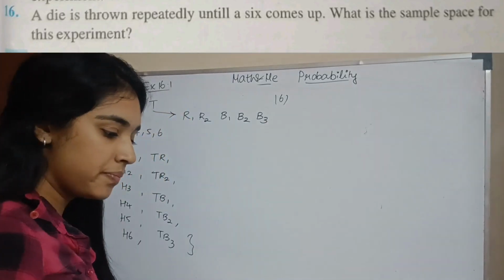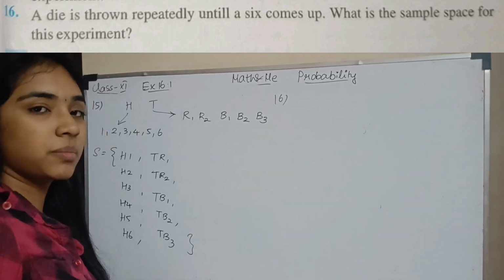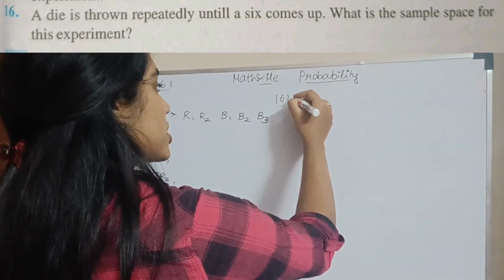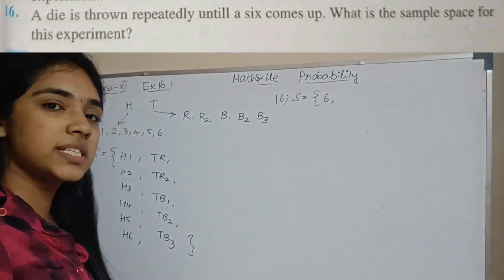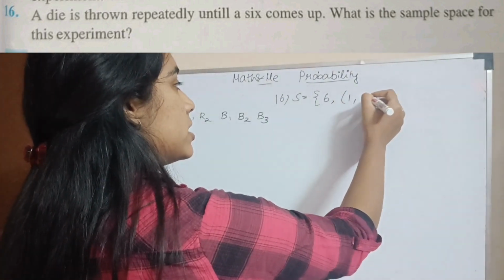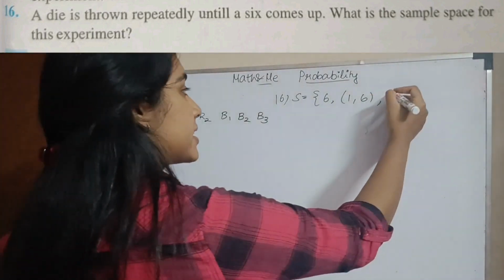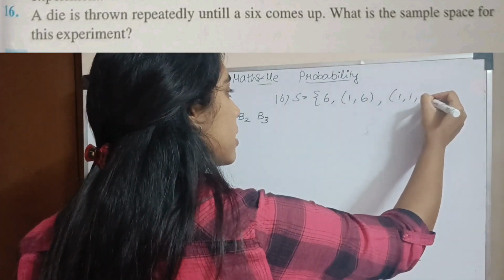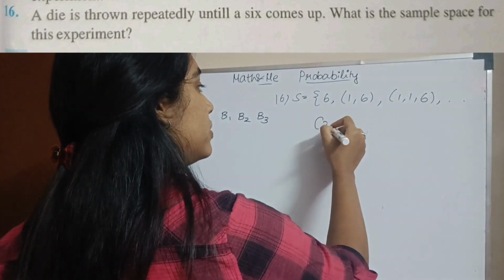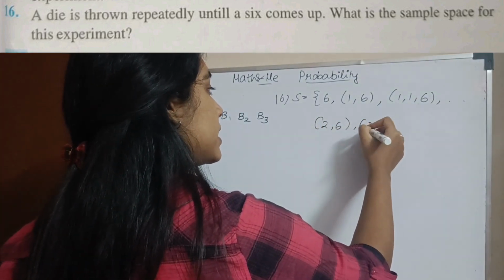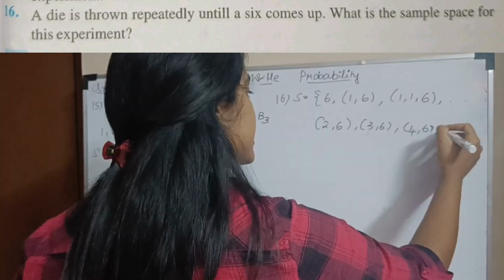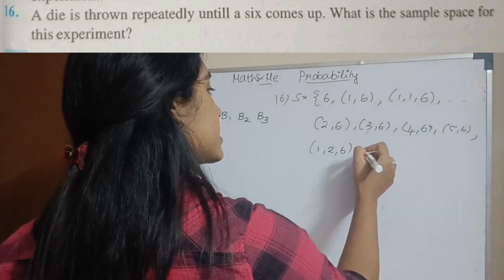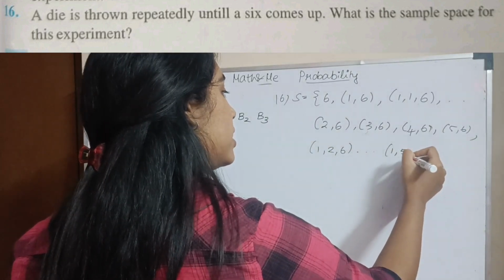Question number 16. A die is thrown repeatedly until 6 comes up. This is like our earlier example of tossing until head comes up. Until 6 comes up, what is your sample space? You can get a 6 in your first try, or you can get a 6 in your second try, or in your third try. So 1 comes again, then 6. And so on. Similarly, you can have 2, 6, 3, 6, 4, 6, 5, 6, 1, 1, 6, 1, 2, 6 and so on until 1, 5, 6.